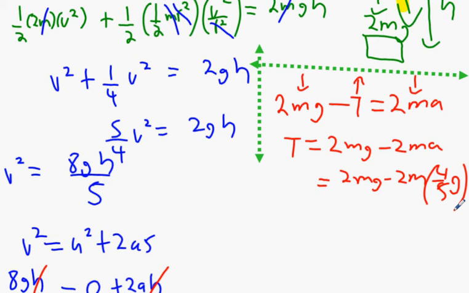2 take away 0.8 is 1.2. Maybe not. 2mg minus 10, 4 over 5. Okay. Yeah, it's 2 over 5, alright. Just put it into the calculator, ignore the mg, and you'll find out it's 2 over 5 mg. Okay, we're good with that?